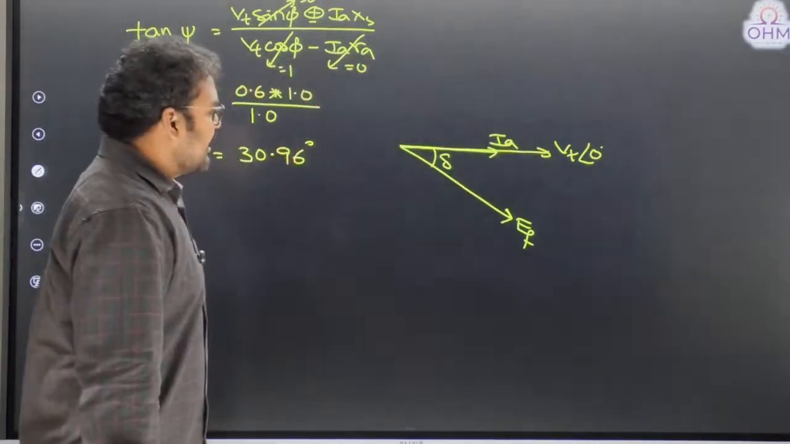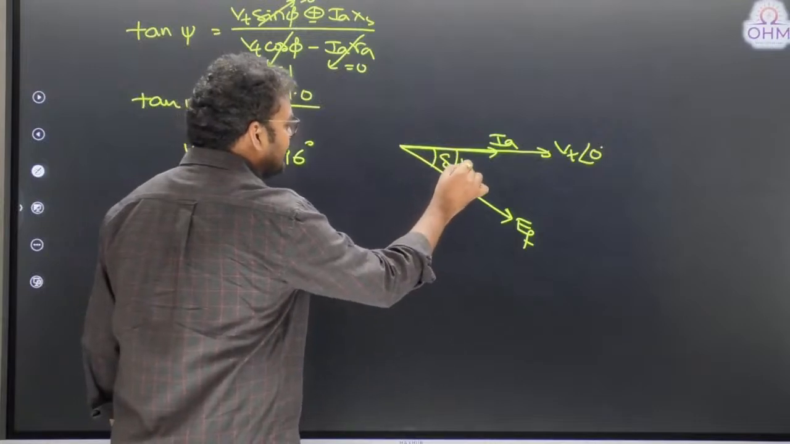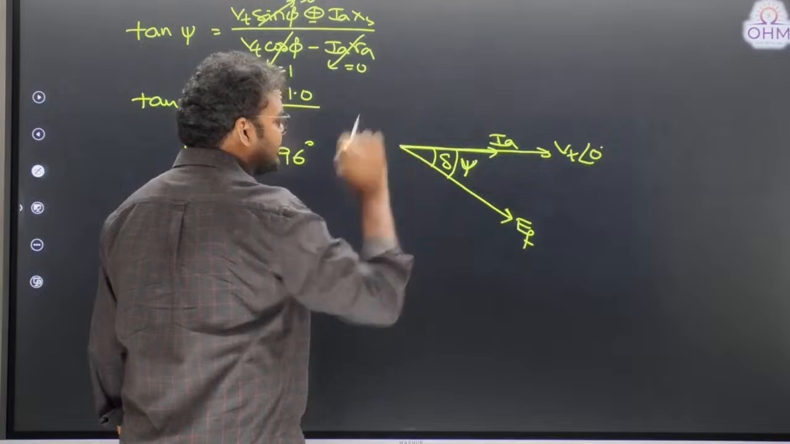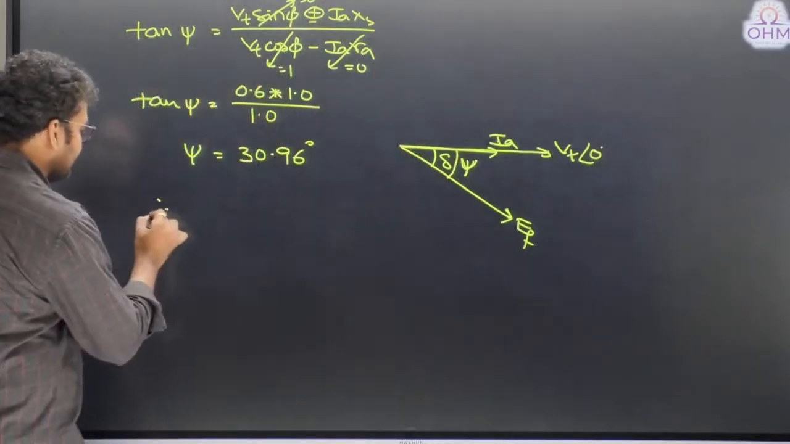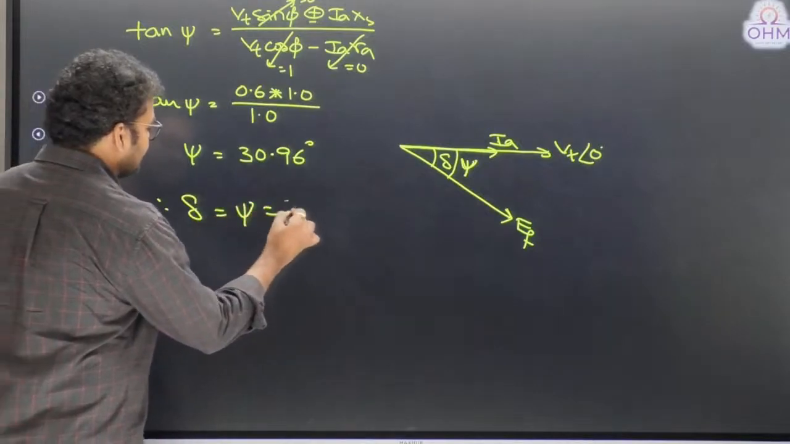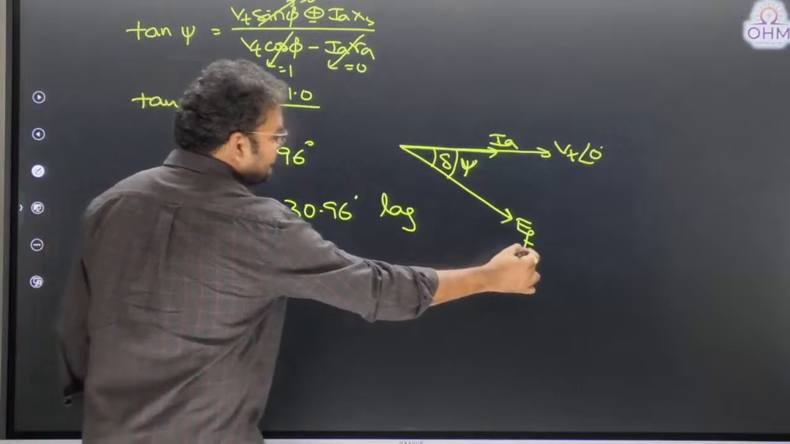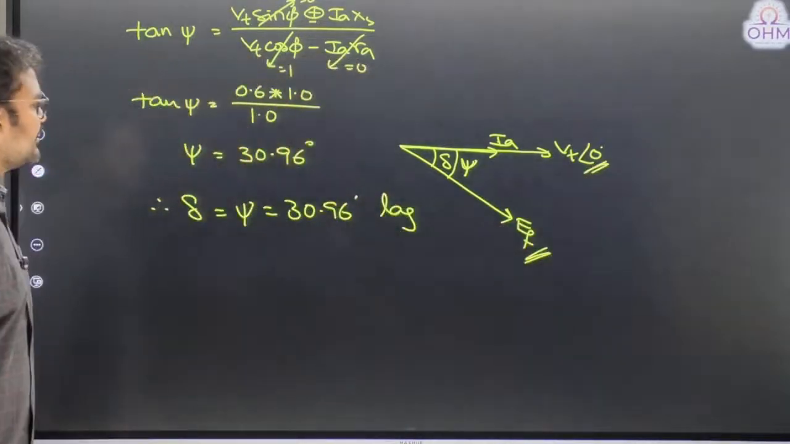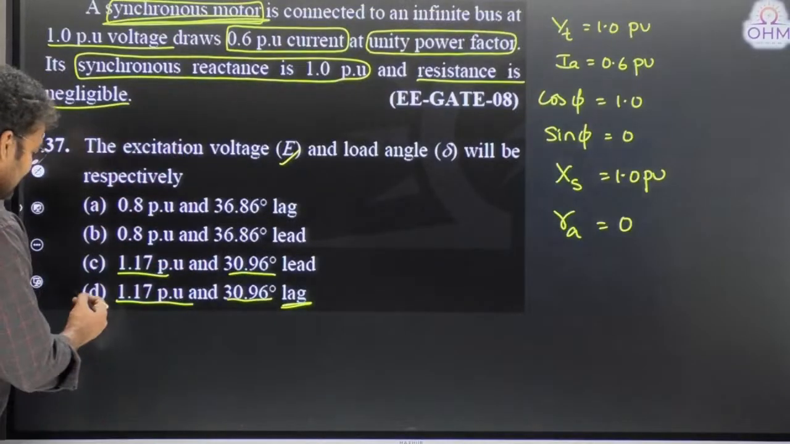Okay. Now, what is the load angle? Load angle or internal power factor angle, both are same. Why? Because internal power factor angle means it is an angle between Ef and Ia. Correct? So right now psi and delta both are same, therefore the delta is also equal to 30.96 degrees lagging. Induced EMF phasor will always lag the terminal voltage by an angle delta. If it is generator, it will lead the terminal voltage. So therefore the last option is correct.